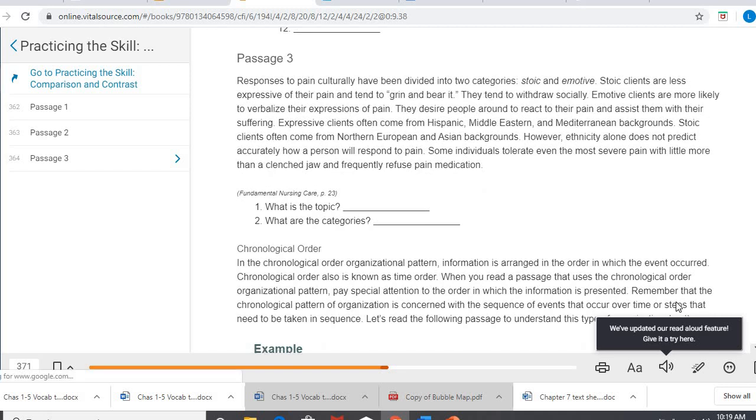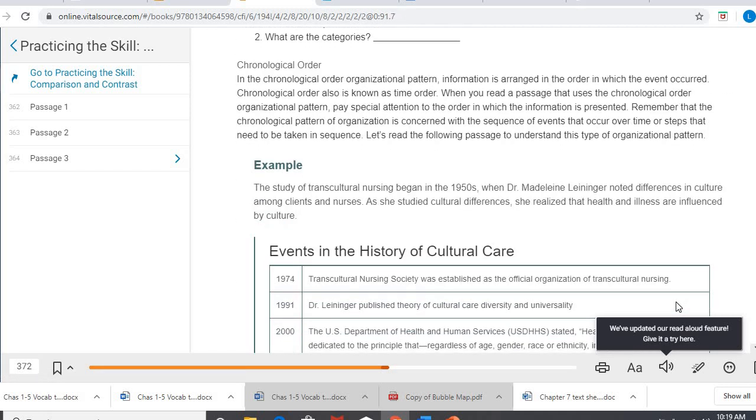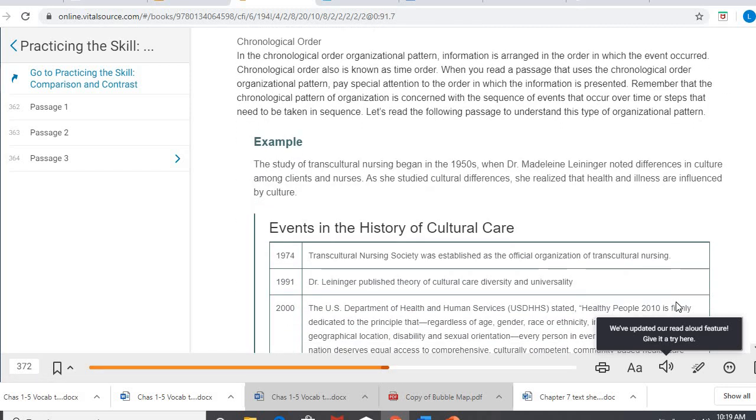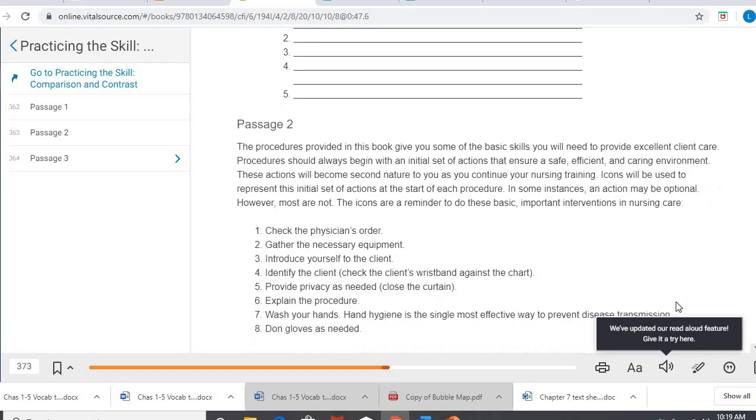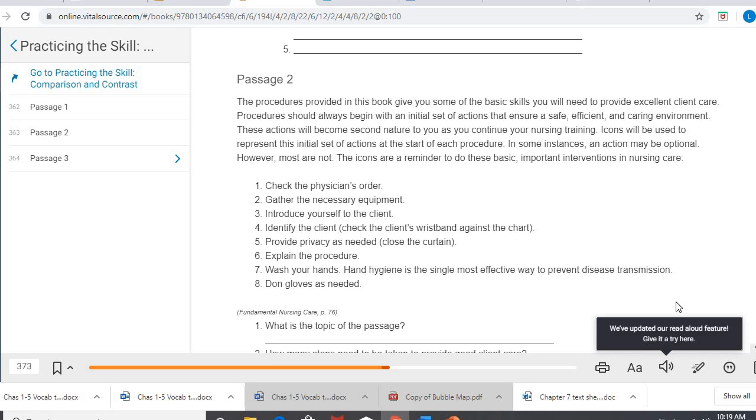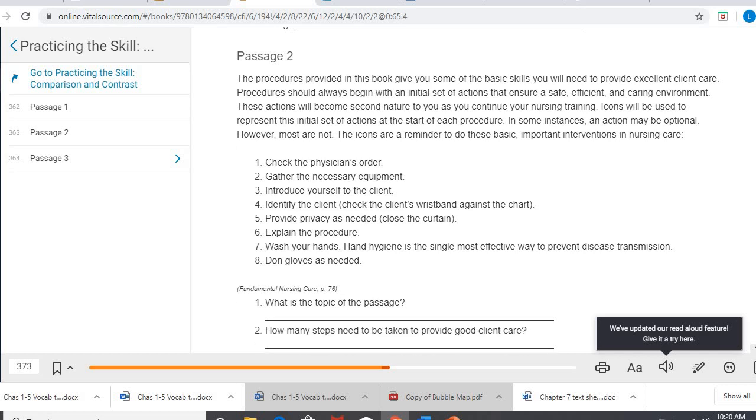All right, now we're going to page 374. It's going to be passage 2. Now they're talking about a chronological or time order. So passage 2, I'll have you go ahead and look at that. The procedures provided, and then you can see what is going on there. In your text sheet, we are answering questions 1 and 2 that go along with this.